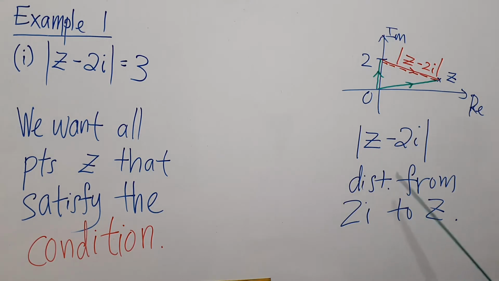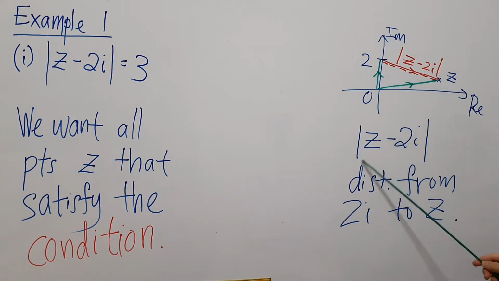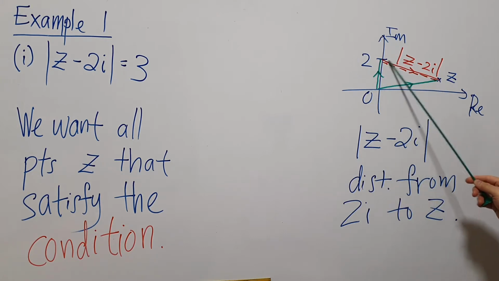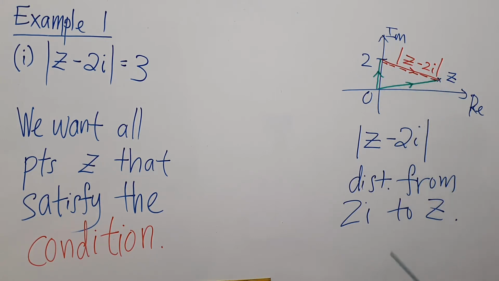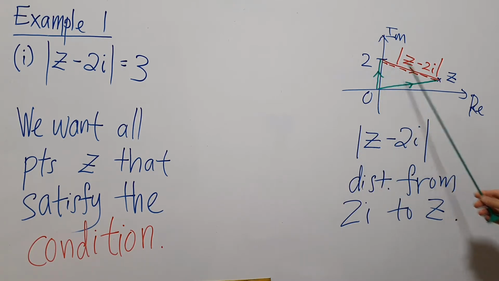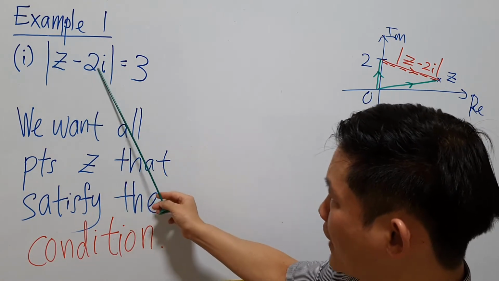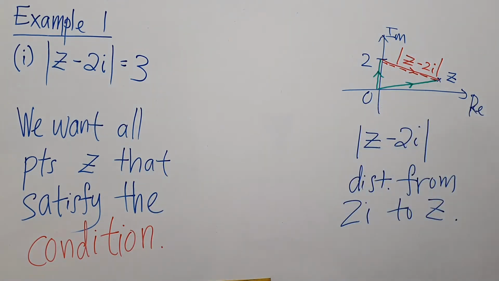Can you see? z minus 2i is like this, right? The modulus means this value, this distance. So put together, this expression represents the distance from the complex number 2i to z. So what happened here is the left hand side represents the distance from 2i to z, as explained here.